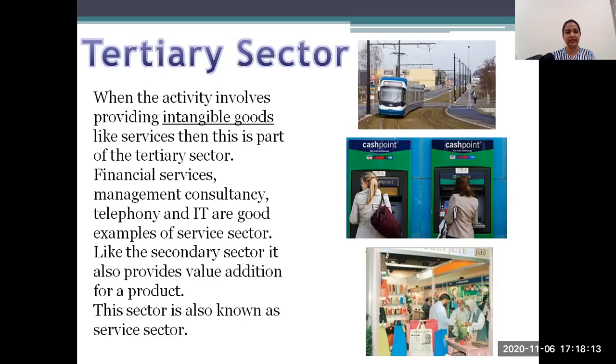Okay, so basically tertiary sector is also known as service sector because this provides services to the primary and the secondary sector. Okay, so apart from transportation and communication, it can be management consultancy, financial services, IT related services, customer care services. So it all is part of tertiary sector.